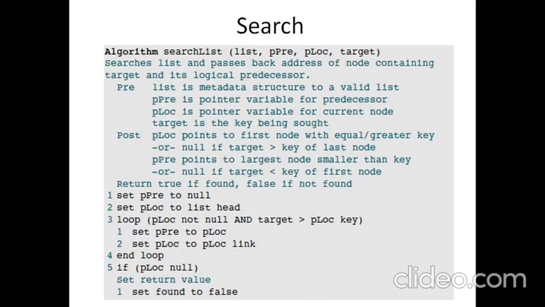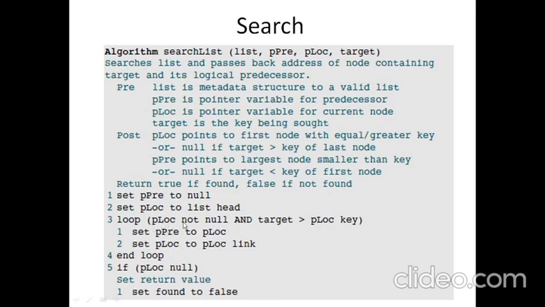You have this option. Otherwise, if it is unordered, then you have to do the search as a linear search, starting from the first element till the last element, until you find it or you reach the end of the list. So this is the ordered list search.